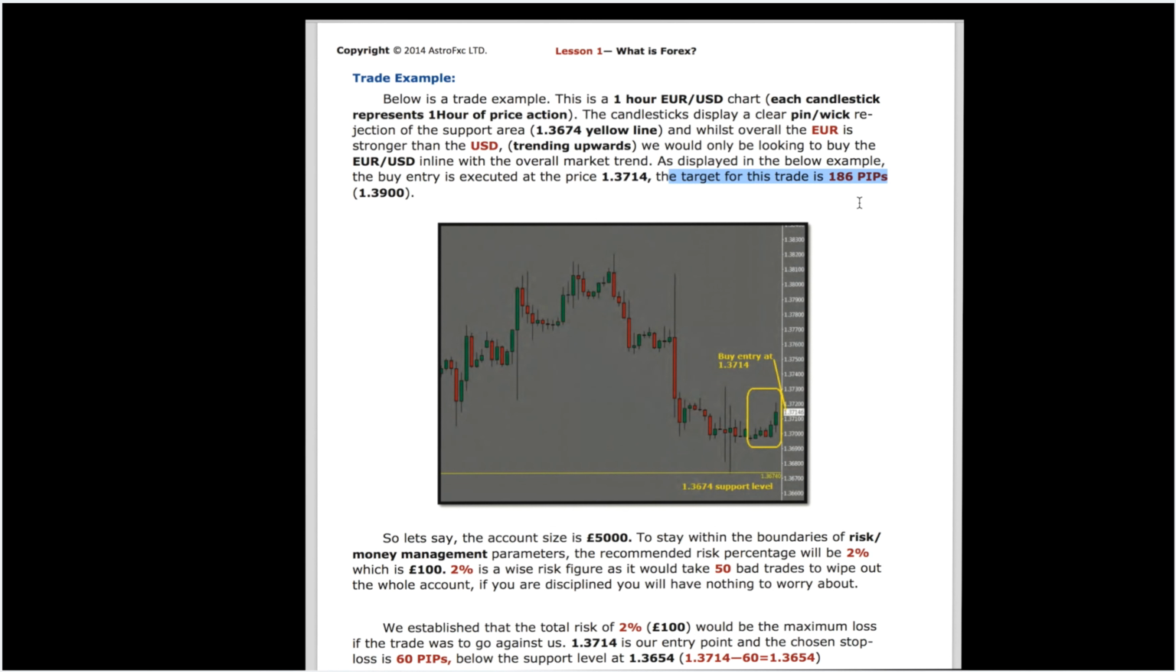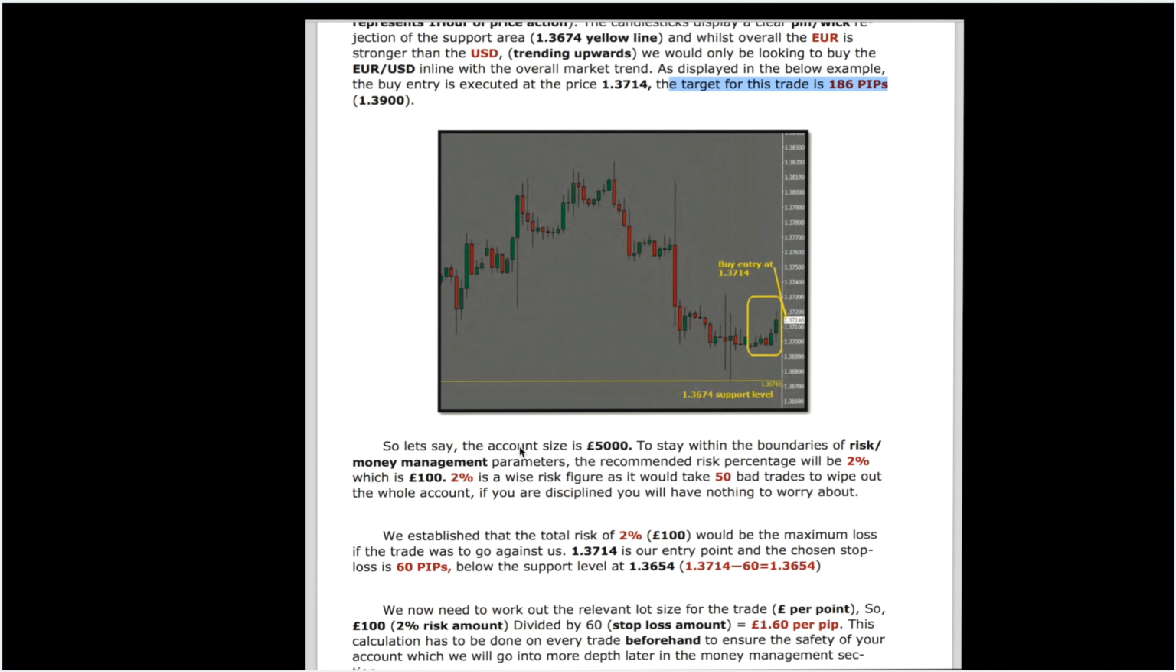So in this case, I've weighed up the trend. I've looked at the weekly, I've looked at the daily. We can see higher highs, higher lows. The next key level barrier is 1.4, and it's around 186 pips away from the current market price. So what I'm going to do in a moment is pull up the whiteboard again. Let's say the account size is 5,000. To stay within our risk money management boundaries, it's recommended that we only risk 2%, which is £100. Obviously, 3% will be 150, 1% will be £50.